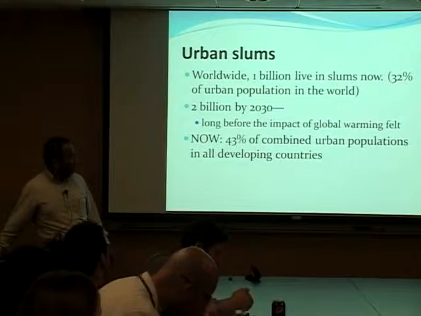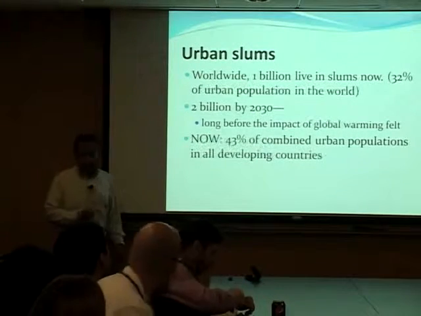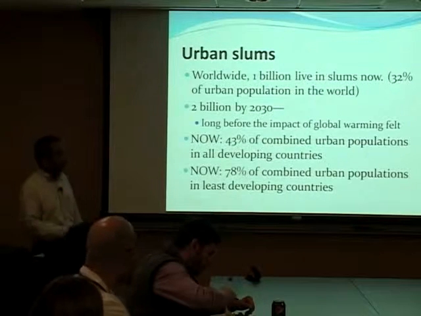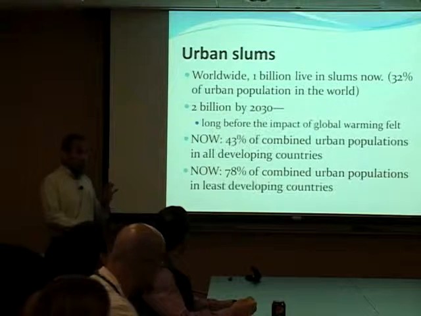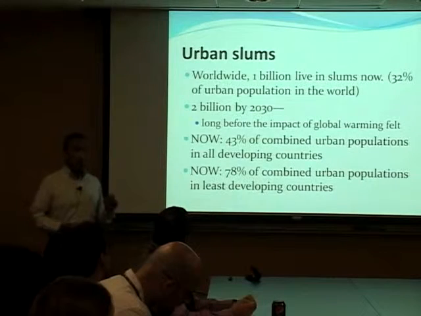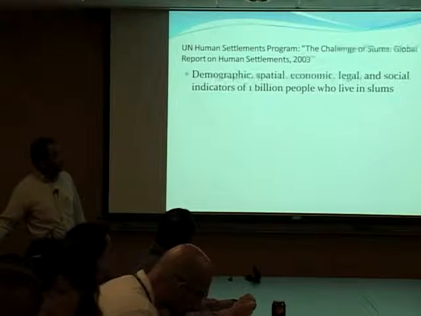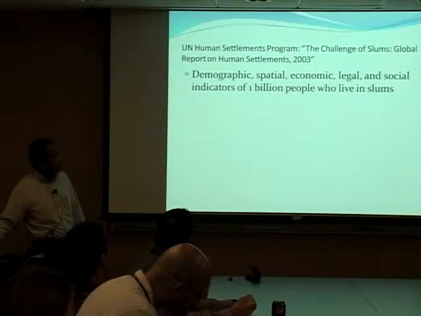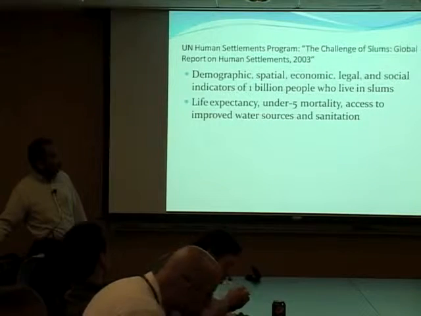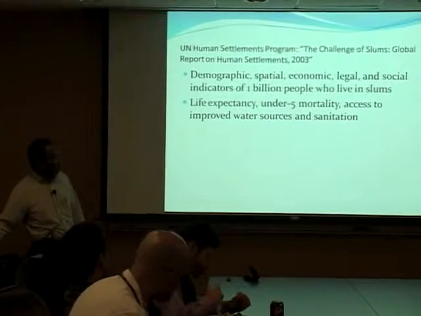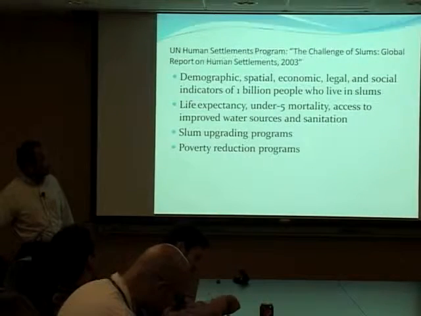So right now, already 43% of the combined urban populations in developing countries live in these conditions. And the least developed countries already have close to 78%. So already, this is the norm of existence for a large proportion of the world's population. And so this report discussed demographic, spatial, economic, legal, and social indicators, 1 billion people. They also discuss life expectancy, under 5 mortality, slum upgrading programs, poverty reduction programs.